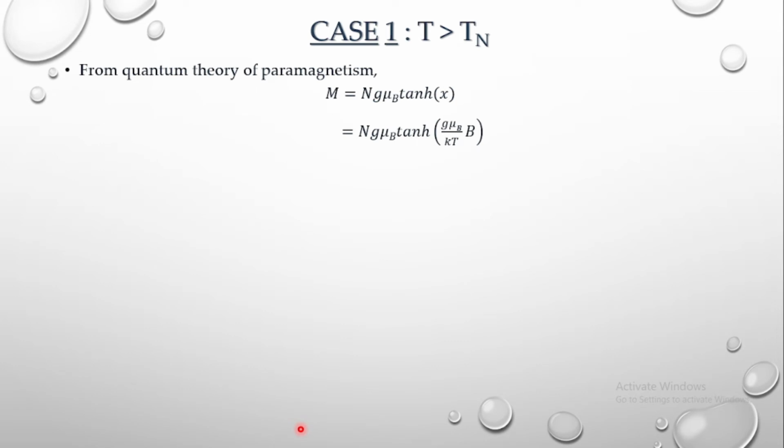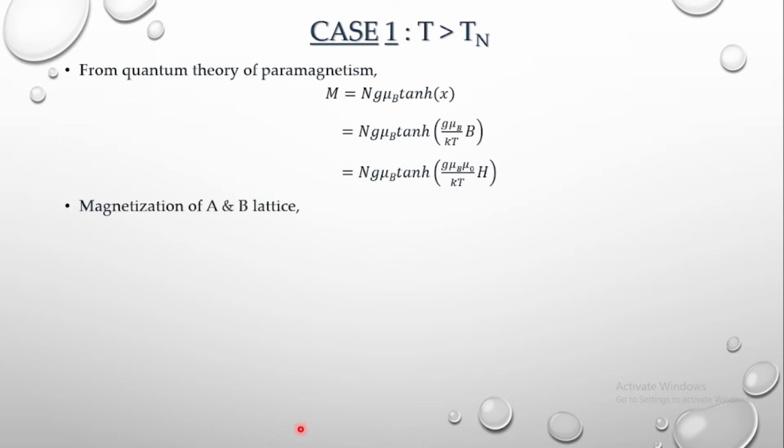And in order to solve this, we are making use of the quantum theory of paramagnetism, through which we have the equation for magnetization as M equals N g mu B tanh of x. All these notations have their standard meaning, and we know that x is nothing but g mu B into B by kT, and B can be written as mu naught into H. So simply we have substituted that, and as such it is a general equation, but we need to understand what happens with respect to the sublattices.